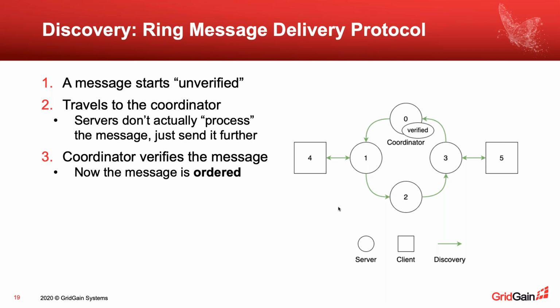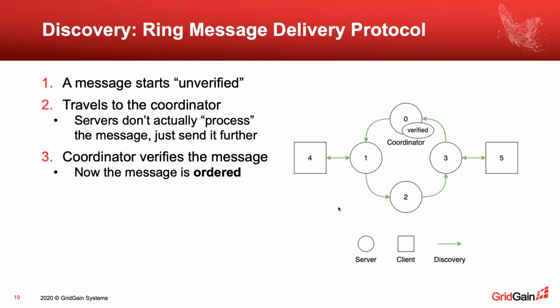Since we have only one way of delivering messages from one node to another, and since the processing is single-threaded, we know that if the message reaches the coordinator earlier than another message, only in this case it will be considered to have happened earlier.